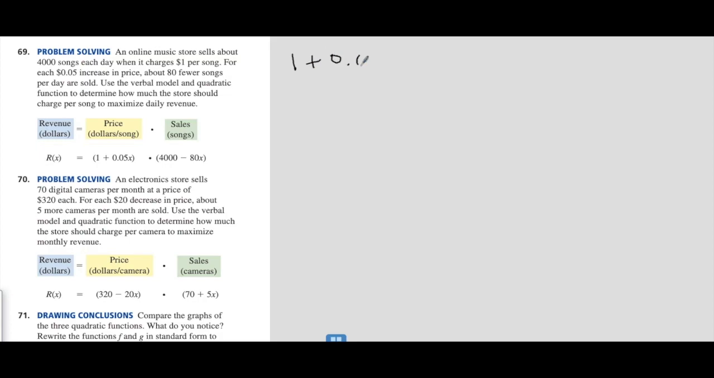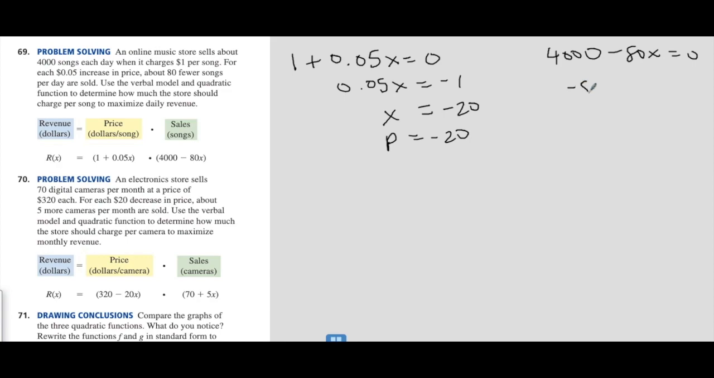1 plus 0.05x equals 0. 0.05x equals negative 1. X is going to equal negative 20. And this is our P. Okay, let's find our Q. 4,000 minus 80x equals 0. Negative 80x equals negative 4,000. And X is going to equal 50. And that is going to be our Q.